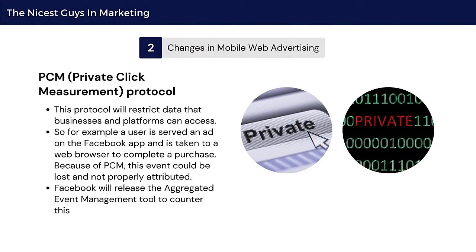So let's look at PCM, or Private Click Measurement Protocol. Now, this protocol will restrict data that businesses and platforms can access. So let's assume that you are a Facebook advertiser and a potential customer of yours is served an ad on the Facebook app. Now, if that person clicks on the ad and they're taken off to a web browser to complete the purchase, because of PCM, this event could be lost or not properly attributed to this advert.